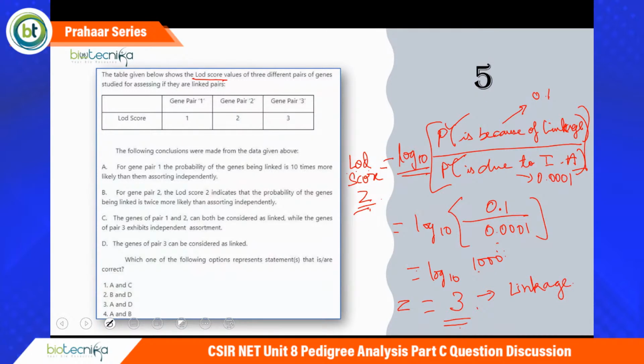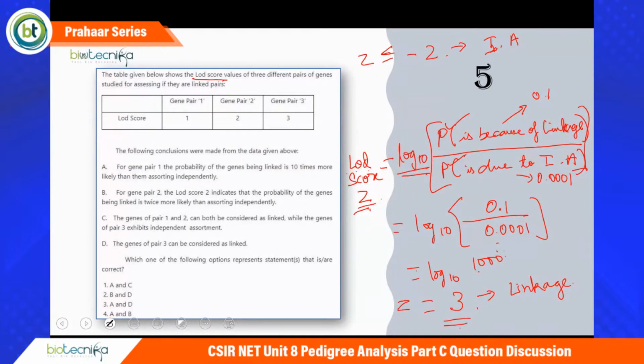The lower limit that we have is a LOD score equal to -2. If the LOD score is equal to -2 or below that, then it means that we have enough evidence to support independent assortment. And if the LOD score is in between -2 and 3, that means we need more data to reach a conclusion. But anyway, if you see a LOD score which is positive, that means it is supporting linkage. Or if the LOD score is a negative value, it means it is more probable that there is independent assortment.